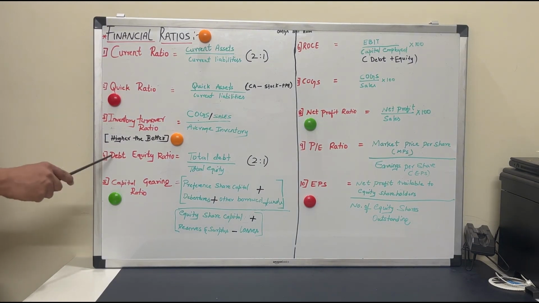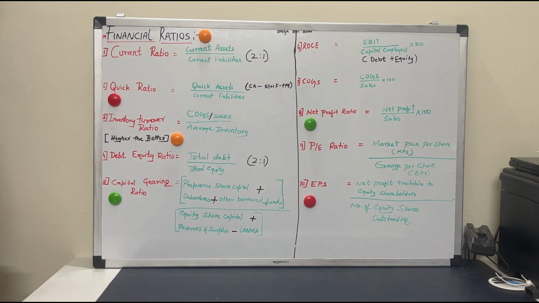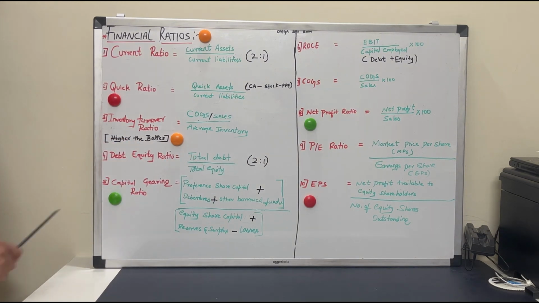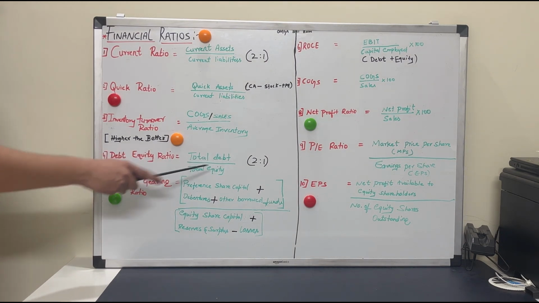Let's talk about debt equity ratio. Now the formula is total debt divided by total equity. For this ratio as well, the ideal ratio is 2 is to 1. Now that means if a company is having 50 lakh rupees of equity, it should have at least 1 crore rupees in the form of debt.